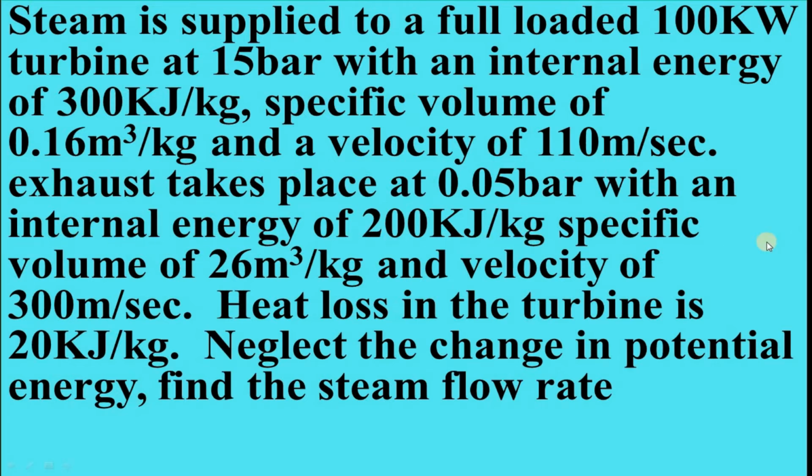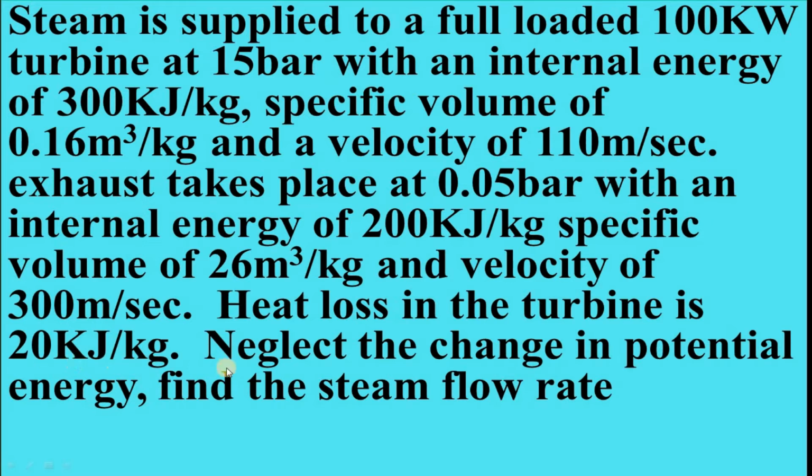The steam enters the turbine with a velocity of 110 meter per second and leaves the turbine with a velocity of 300 meter per second. The steam enters the turbine with a specific volume of 0.16 meter cube per kg and leaves the turbine with a specific volume of 26 meter cube per kg. During the production of power, the amount of heat loss in the turbine is 20 kJ per kg.